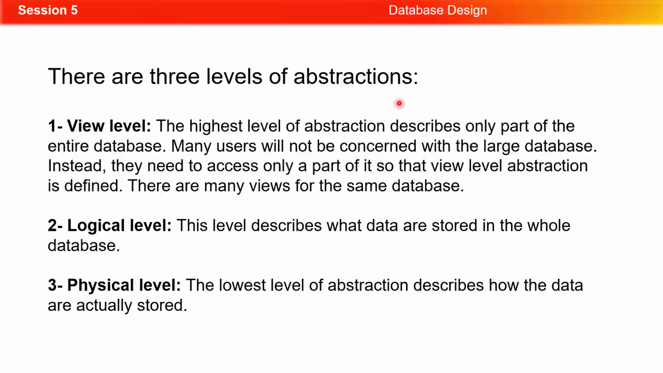So there are 3 levels of abstraction. There is the view level. We've already talked about this. This is really the result set that a user would get back from the data. It could be a listing of the whole table. It could be a filtered listing of only data that the customer is interested in. The logical level describes what data is stored as a whole in the database. And the physical level, that is the lowest level of abstraction, describes how the data is actually stored. So you can talk about hardware and software at this level.